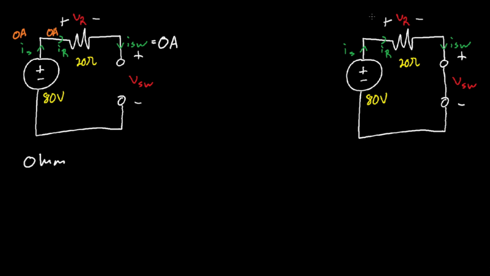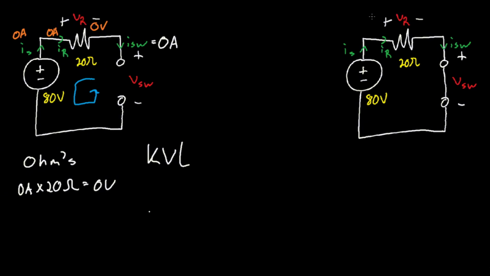Well, if we use Ohm's law for this resistor, we have 0 amps times 20 ohms, which is equal to 0 volts. Therefore, the voltage at this resistor is 0 volts. Now that we know the voltage is 0 here, what can we do? Well, we can use a little bit of KVL. KVL makes sense here because the only thing that we don't know now is the voltage of the switch, and we can use KVL to solve that based off of the voltage drops and the voltage rises.